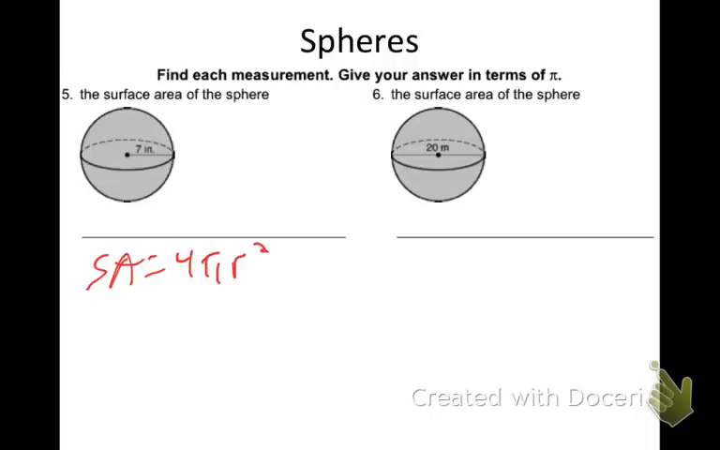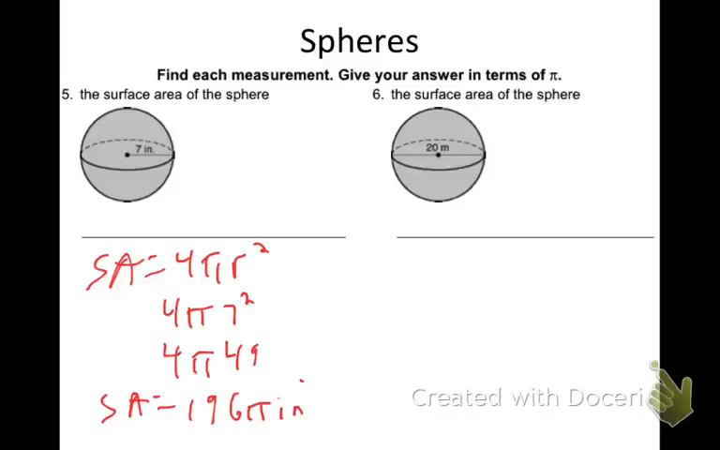The radius is 7. So I have 4 pi 7 squared. What's 7 squared? 49. So I have 4 pi times 49, which gives me a surface area of 196 pi inches squared.